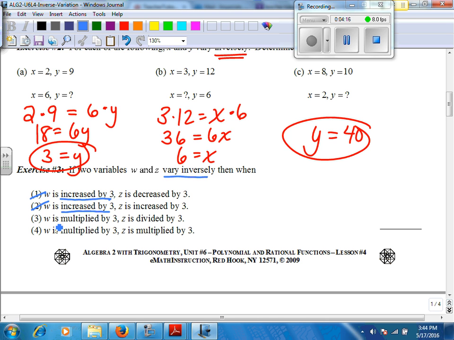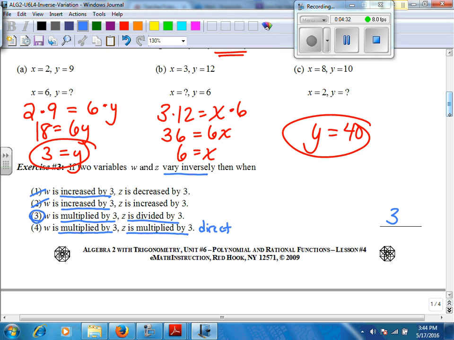3 and 4: if w is multiplied by 3, then z is divided by 3. That seems good. Let's look at 4. w is multiplied by 3, z is multiplied by 3. This would be direct variation. Inverse variation, choice 3. Let's go on to the next page.